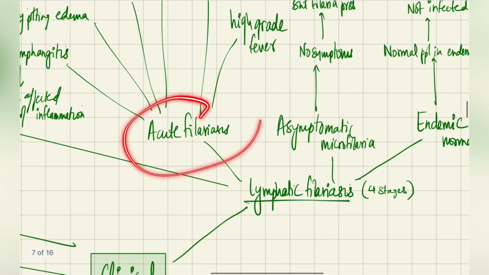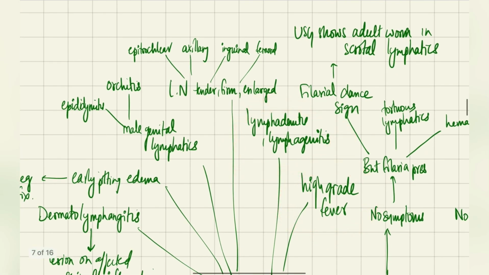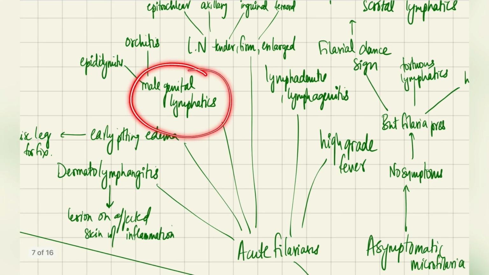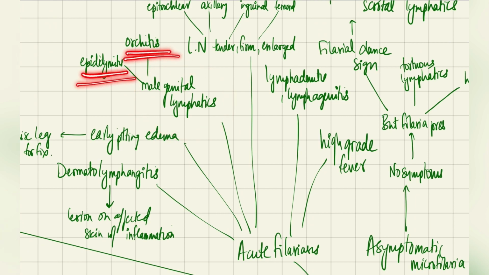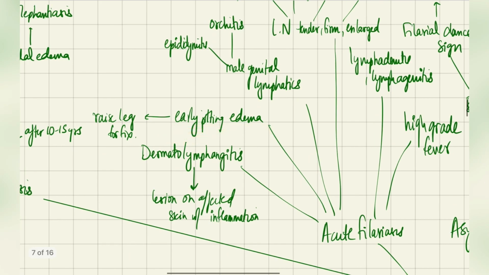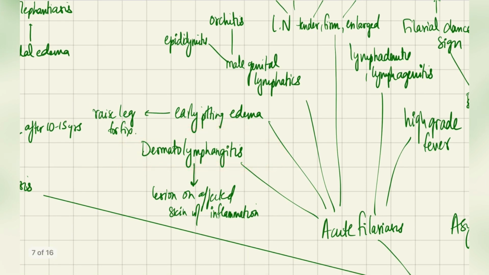Then comes the stage of acute filariasis. Here there is high grade fever, lymphadenitis, lymphangitis. The lymph nodes become tender, firm and enlarged, especially the femoral, inguinal, axillary and epitrochlear lymph nodes. Okay. Then the male genital lymphatics show epididymitis and orchitis. Okay, these are affected as well. There is early pitting edema, which can be resolved by raising the leg, because gravity helps to dislodge the edema. Then there is dermatolymphangiosis, which is lesion on affected skin with inflammation.